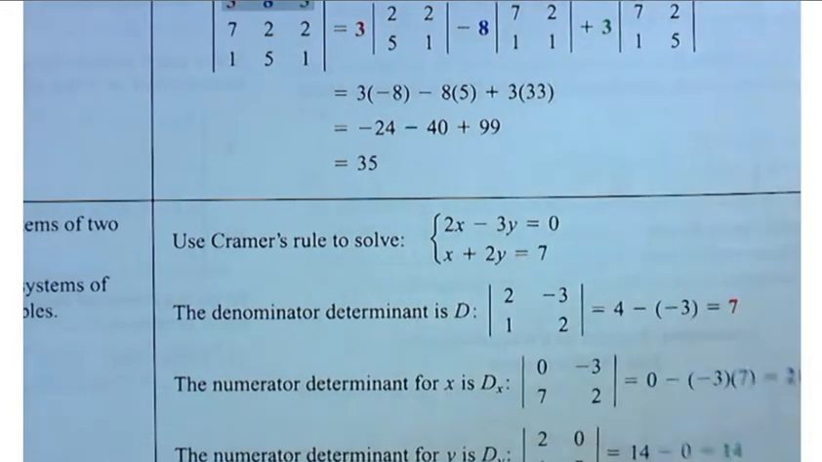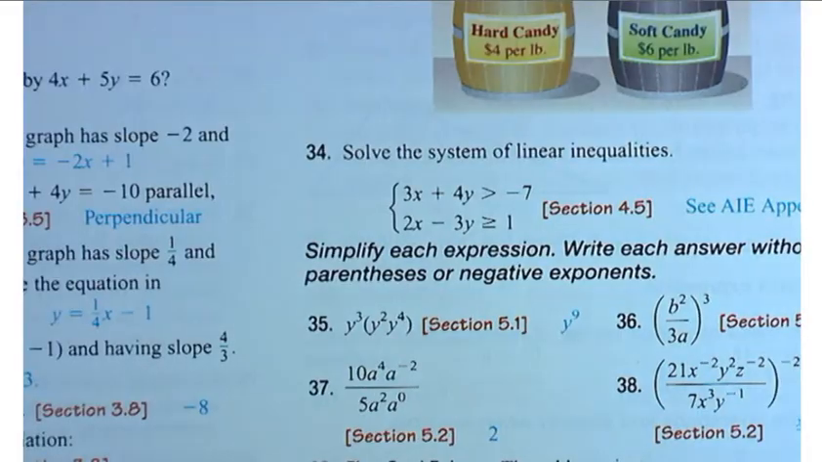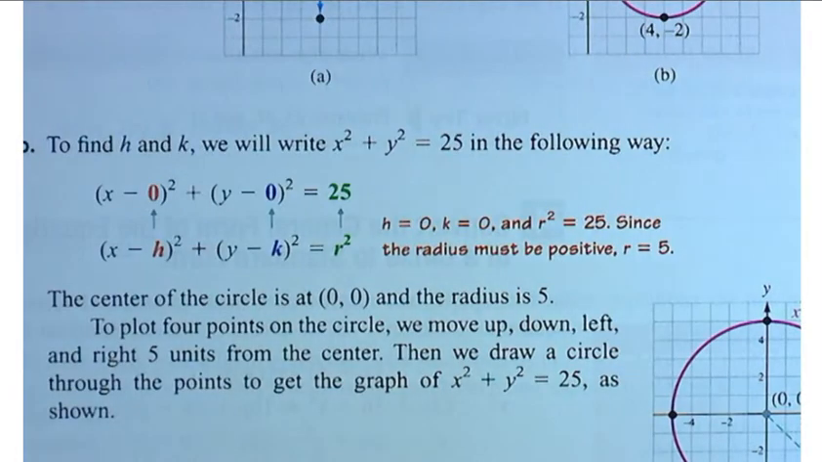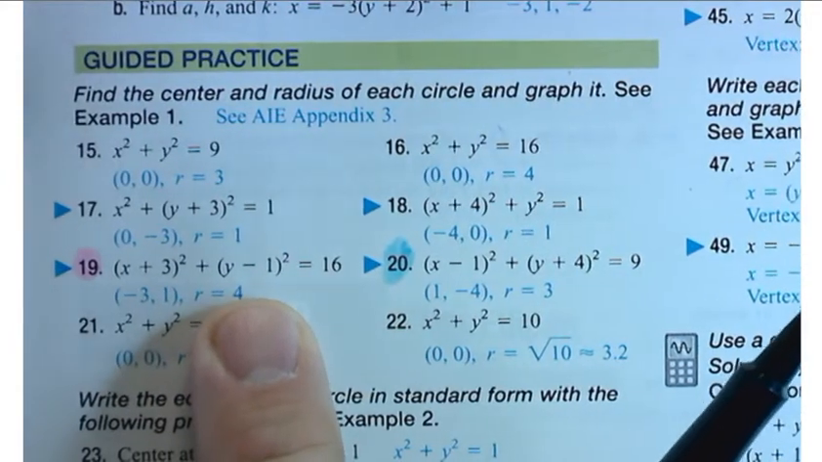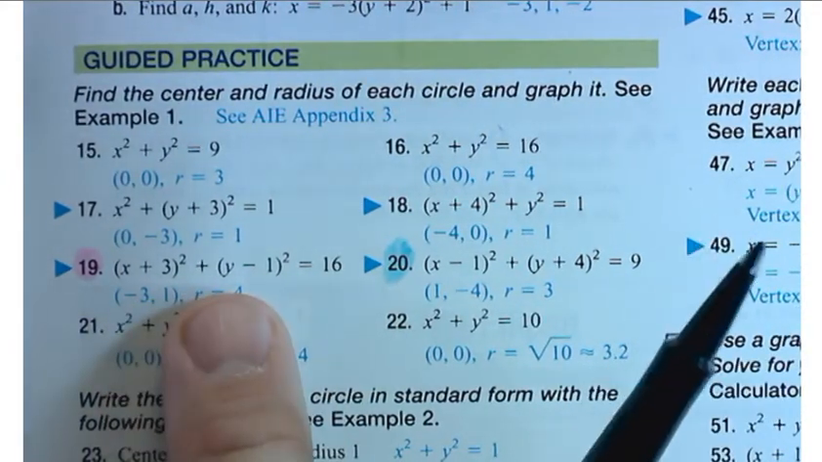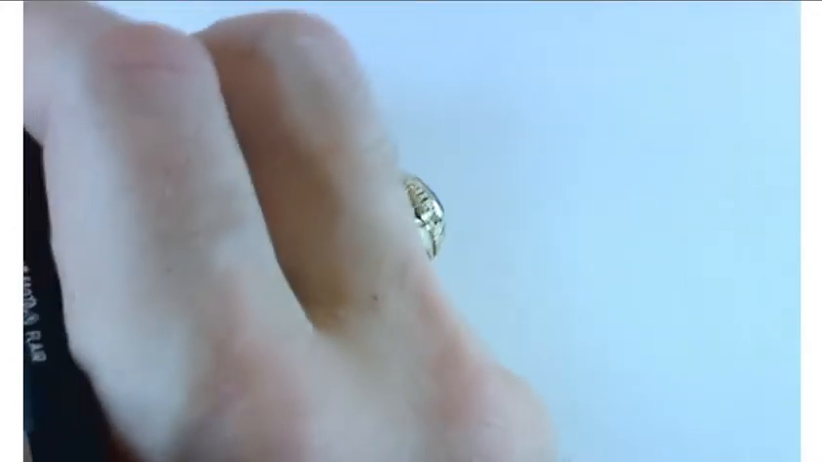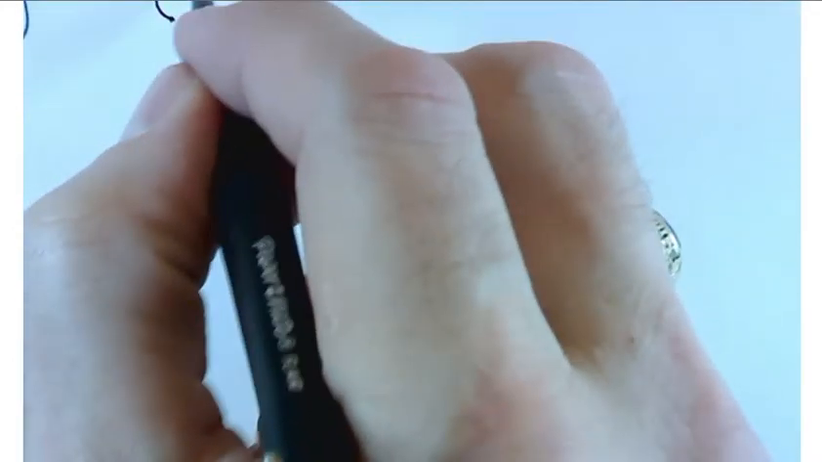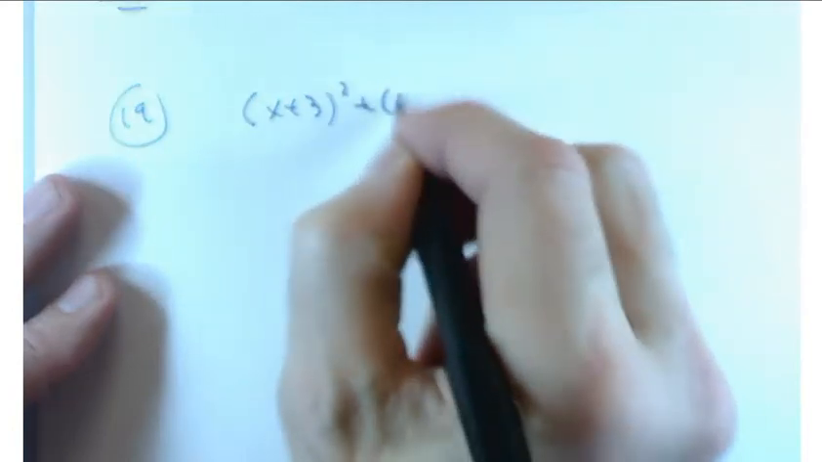Finally, section 13.1. There were several things we did with the graphs and equations of circles. We started out with an equation and we came up with the center and radius. Now let's just take a look at problem number 19 here, kind of on the quick. So (x + 3) squared plus (y - 1) squared.